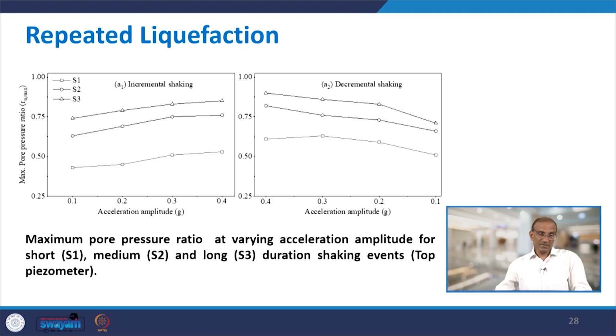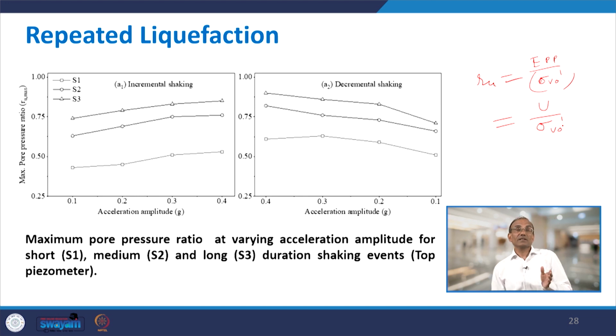Here in this case, the maximum pore pressure ratio, that is RU, and RU you know, we discussed earlier when we talked about liquefaction, is excess pore pressure divided by the effective overburden pressure. Sometimes it is written simply as U divided by sigma V effective, and this is a dimensionless quantity. If your excess pore pressure becomes equal to the effective overburden pressure, then you will say the RU is 1, otherwise RU will be less than 1.